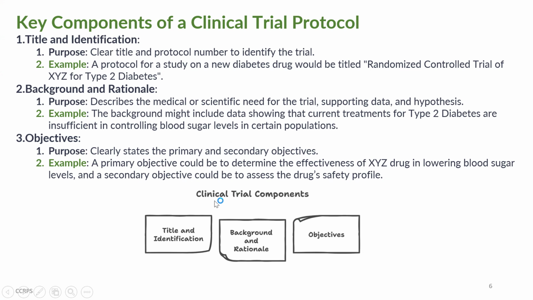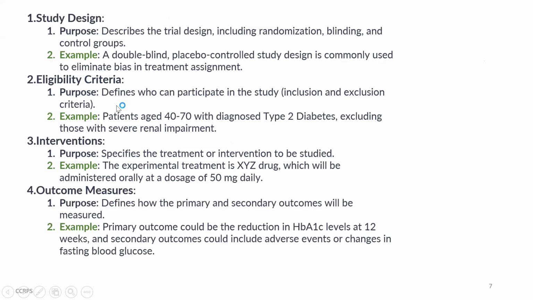Study design. The purpose describes the trial design, including randomization, blinding, and control groups. Example, a double-blind placebo-controlled study design is commonly used to eliminate bias in treatment assignment. Eligibility criteria. Purpose defines who can participate in the study. Inclusion and exclusion criteria. Example, patients aged 40 to 70 with diagnosed type 2 diabetes, excluding those with severe renal impairment. Interventions.